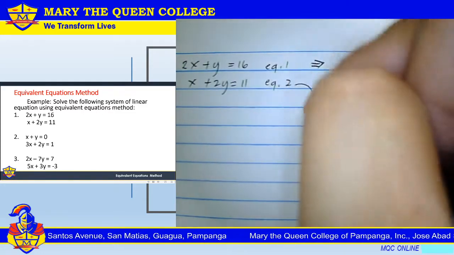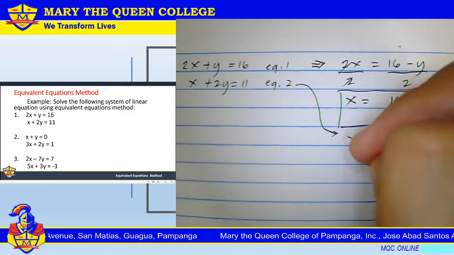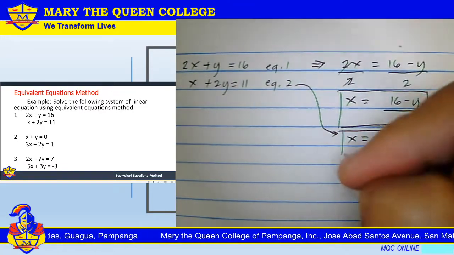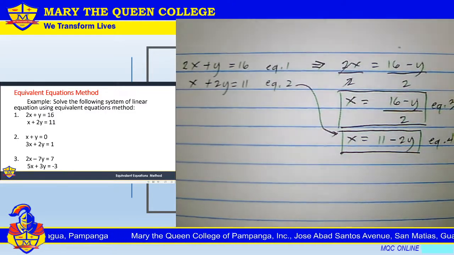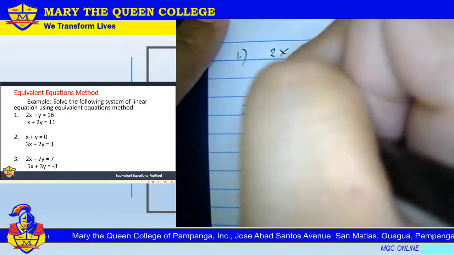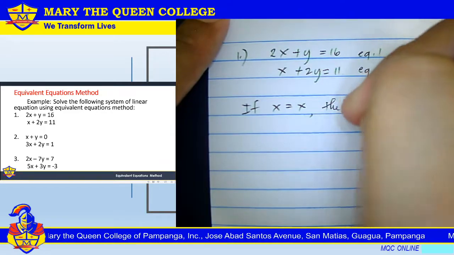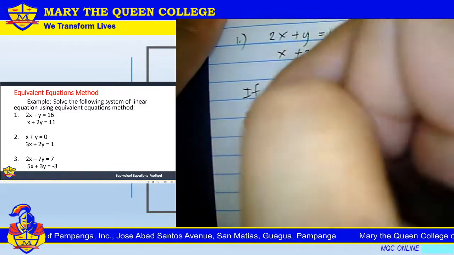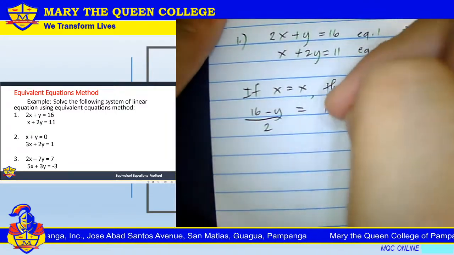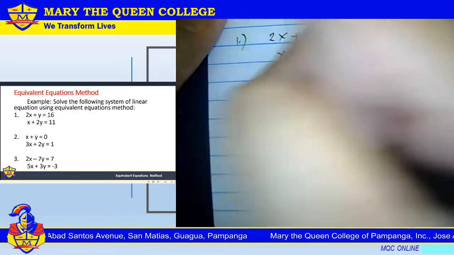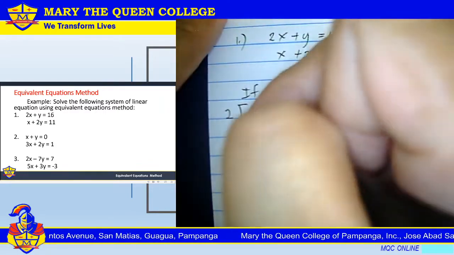Okay? Then, sa pangalawang equation, mag-derive tayo. Focus tayo sa x. So, we have x is equal to 11 minus 2y. So, eto na ngayon yung ating equation 4. For equivalent equations, if x is equal to x, then equate natin yung dalawang nakuha nating bagong equation. So, we have 16 minus y all over 2 is equal to 11 minus 2y. And then, multiply natin yung buong equation ng 2 para makancel to.